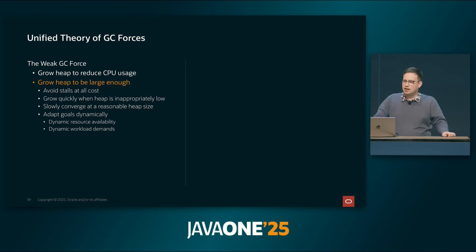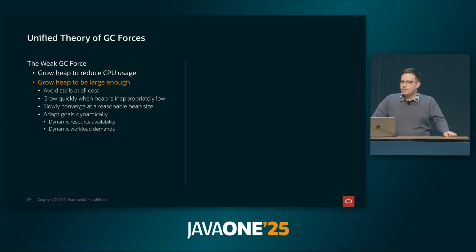And in the beginning, we start with a very small heap size of 16 megabytes, which means that we have to grow very quickly in the early phases, which this algorithm does. And then eventually, we'll start converging at a point of diminishing returns, where we're happy about the heap size.